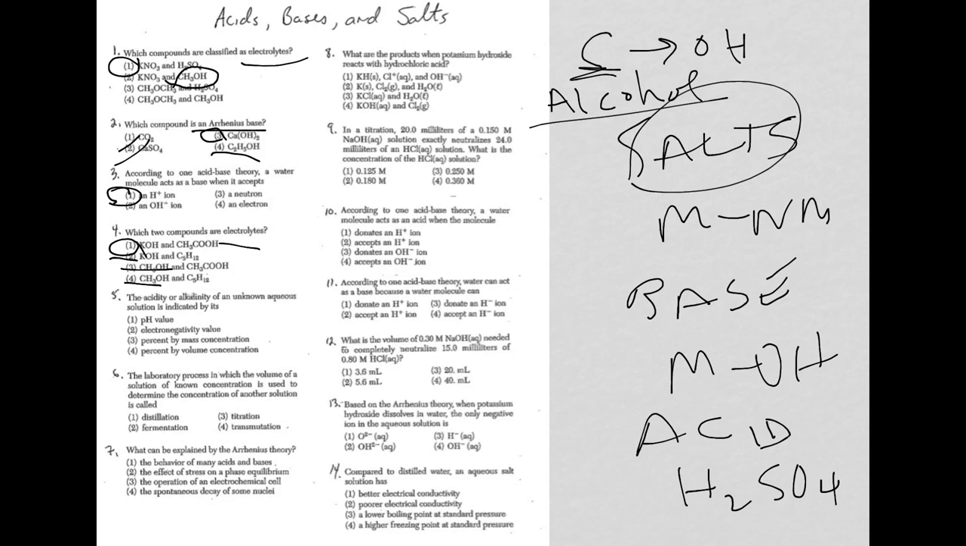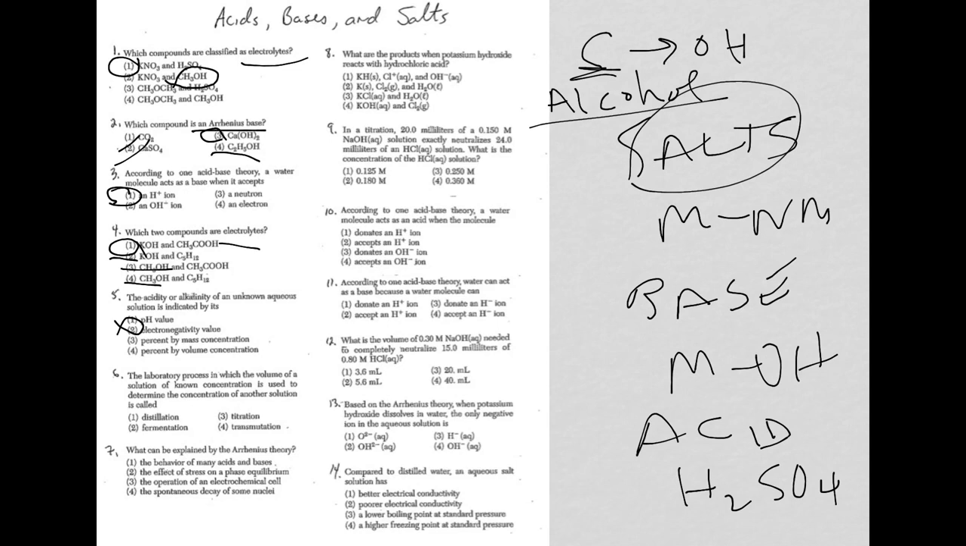Let's go on to question 5. Acidity or alkalinity of an unknown aqueous solution is indicated by, well, most of you knew this already, probably even before you took chem, just from biology. We're talking about pH. pH is equal to minus the log of the hydrogen ion concentration. Now that's pretty heavy duty, but all you need to know is pH relates directly with the concentration of hydrogen ions in solution. Okay, how about number 6?